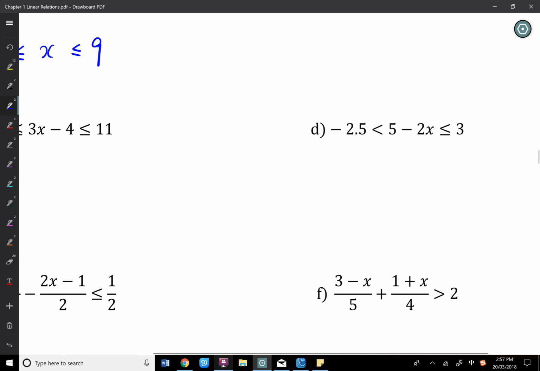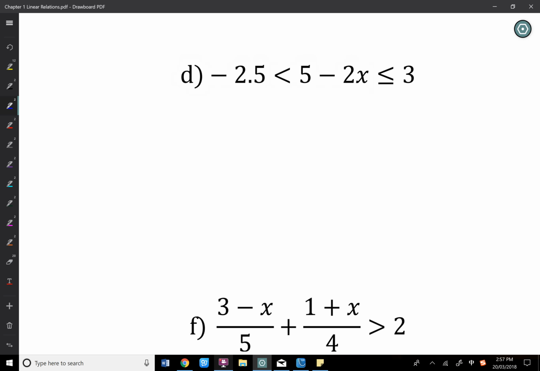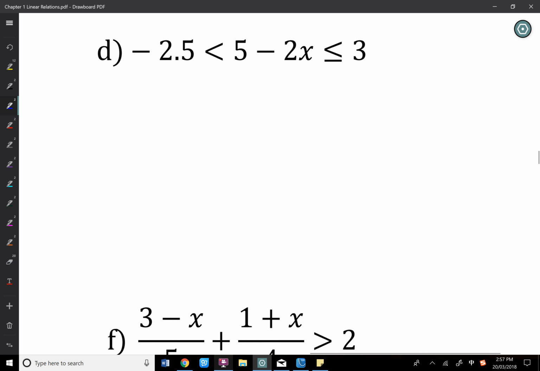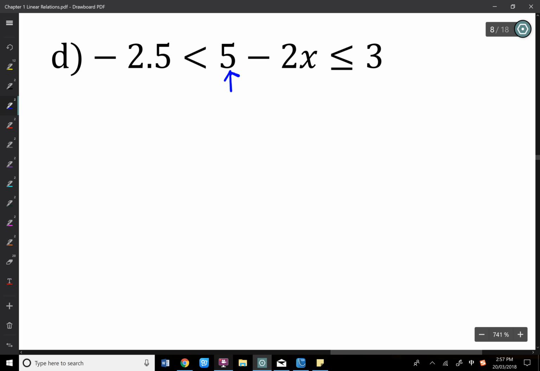But if we look at a harder one, let's look at D. I don't want to remove the X. I want my X to stay in the middle, so I want to remove the constant. Can you tell me a way to remove the constant for this one? What should I do to remove the constant in the middle? Minus 5. Good. So we take 5 from everything.